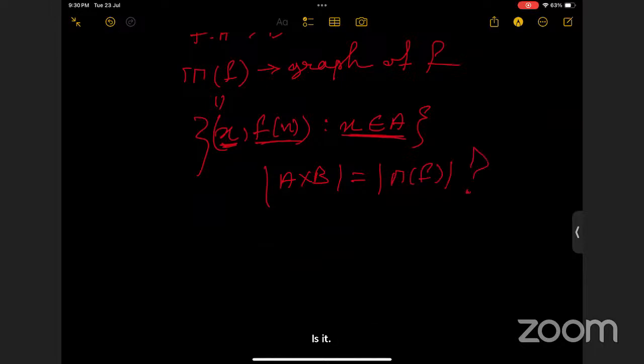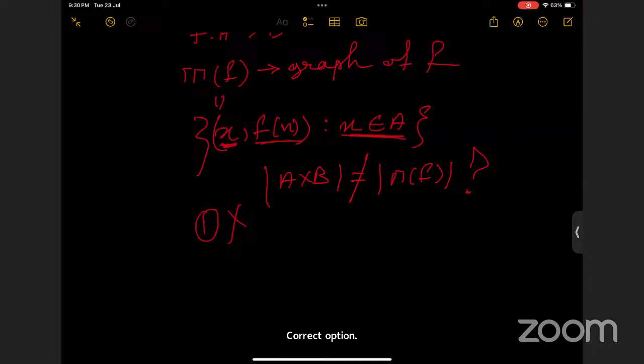No, ma'am, because not all values are mapped to all values. Yes. Clearly, if F is a function, then for each point of the domain, we have a unique image, right? And in A cross B, if we take the Cartesian product of A and B, then it will include all possible combinations, right? So clearly, this is not the correct option. So option 1 is clearly wrong.